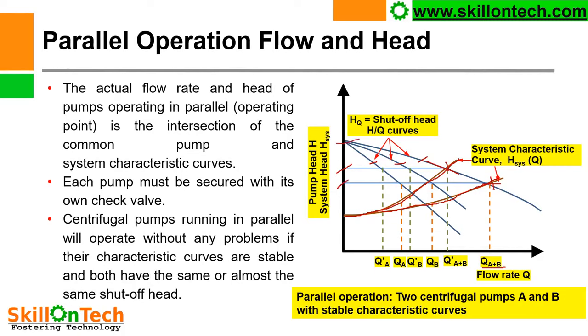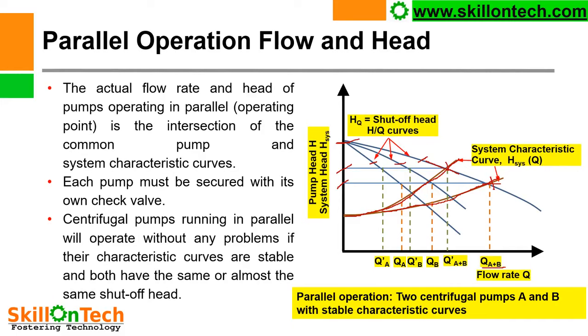Pumps A and B have the same shut-off head H0, and in combined operation we also have the same shut-off head. Their combined characteristics curve intersects the system head curve at some other point, operating at a lower head than the original individual shut-off head of the pumps. Then the pumps will operate in a stable condition.